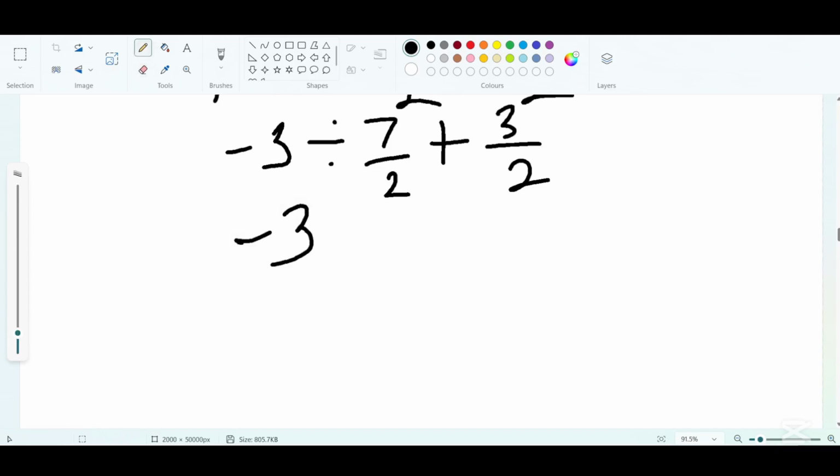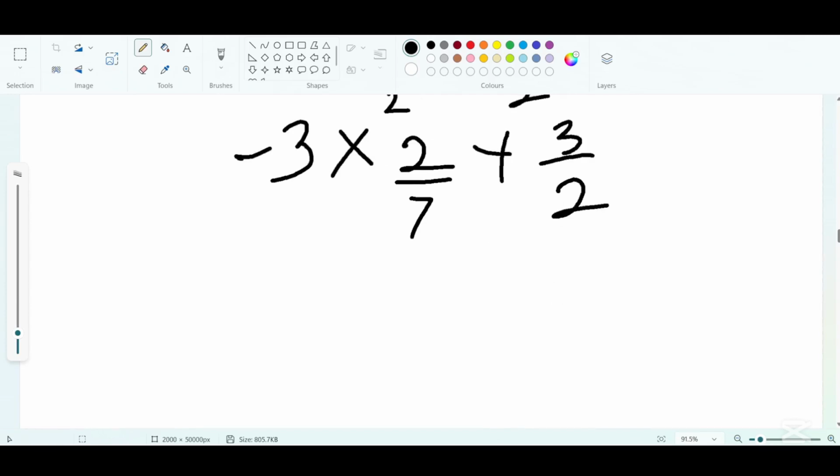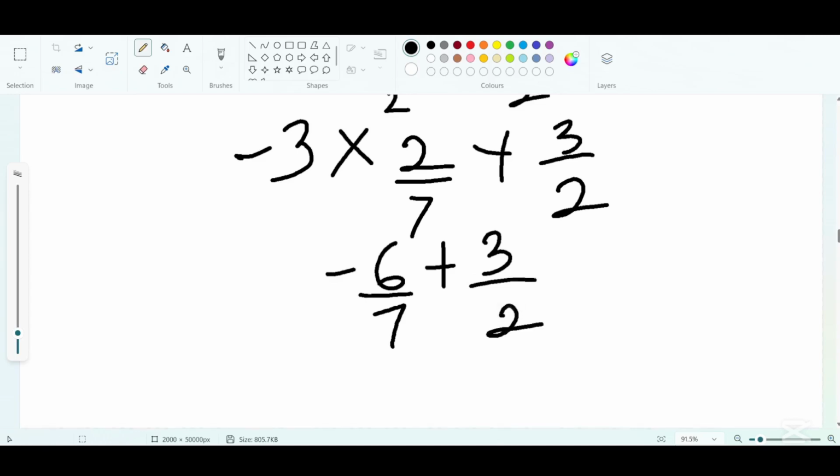So anytime we find division in our expression, convert it to multiplication. So that's what we do first. So we change it to times, and by changing that, we invert the expression on the right hand side. Plus 3 all over 2. So at this point now, we multiply out. Minus 3 times 2 is going to be minus 6 all over 7 plus 3 all over 2. So we are now left with addition.